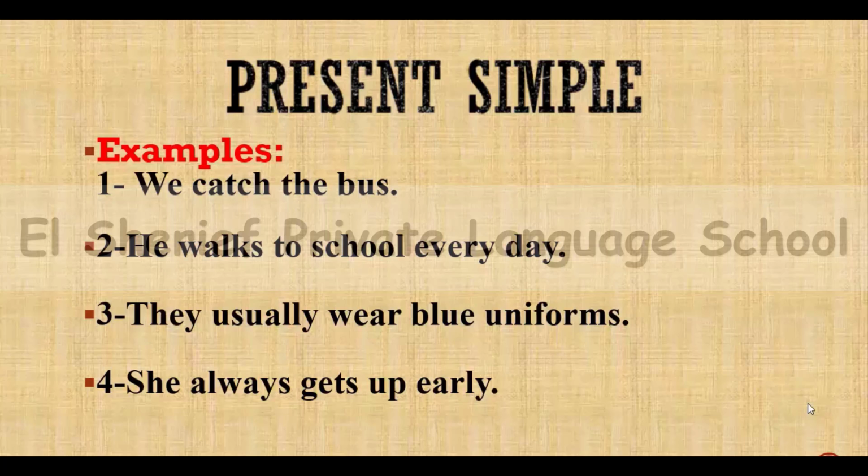According to sentence number 2, he walks. The verb walk, we added s to it, because the subject is he. And sentence number 3, they usually wear. Wear is the infinitive because here we have the subject they. And the last sentence, she always gets. We added s to get because here we have the subject she.